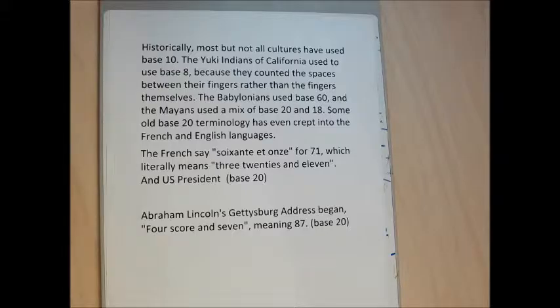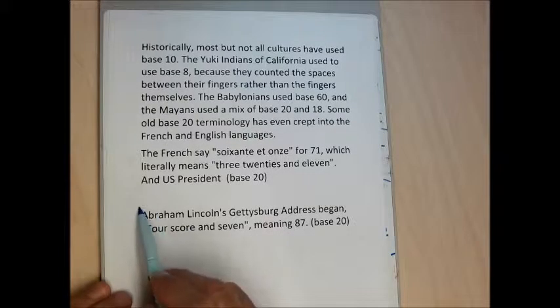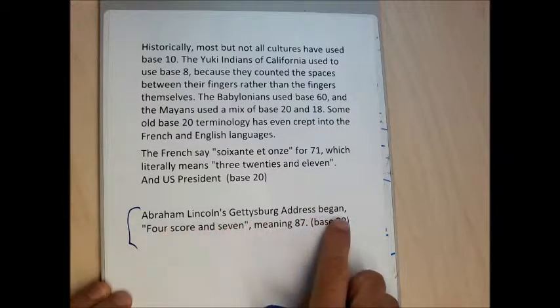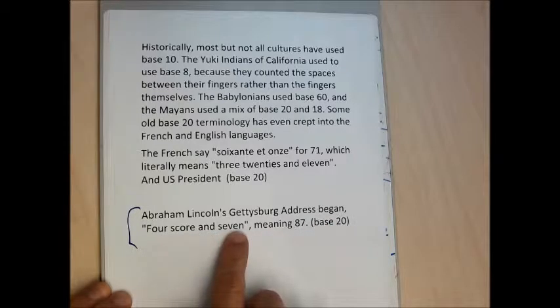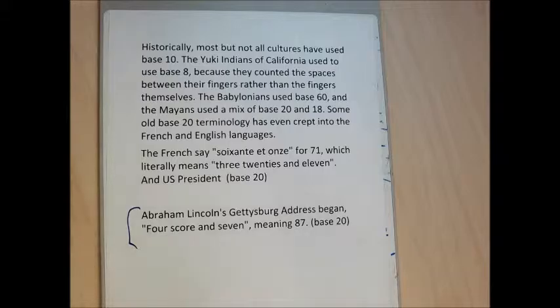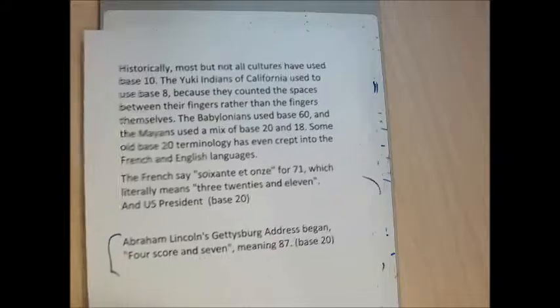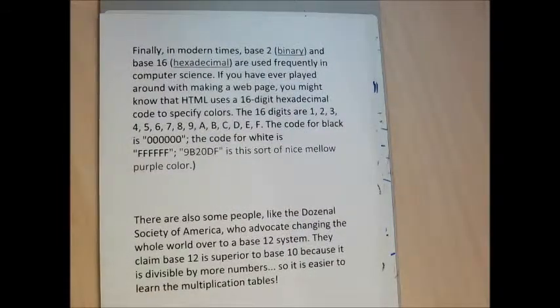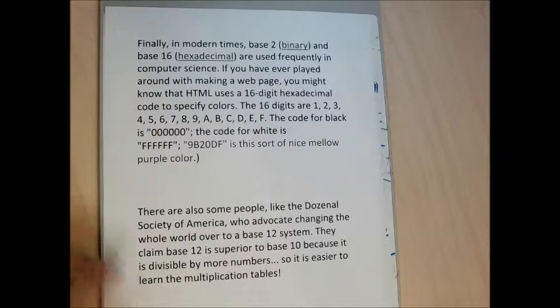You can kind of read through this. I thought this was interesting. Abraham Lincoln's Gettysburg Address begins with four score and seven years ago. This means 87, and apparently that's base 20. So other bases are used, but realistically, we live in the world of base 10. Here's a little bit more on base 16.